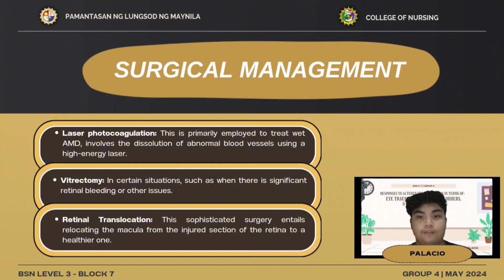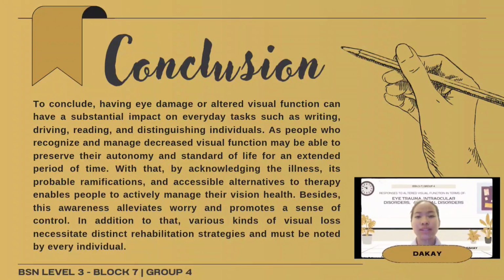Next and last is the vitrectomy. In certain situations, such as when there is significant retinal bleeding or other issues, this is carried out to remove the gel inside the vitreous and replace it with an appropriate remedy. To conclude everything, recognizing the precise disease in terms of the altered visual function enables healthcare specialists to offer the best treatment choices, which might include prescription medications, surgical procedures, or vision rehabilitation methods.